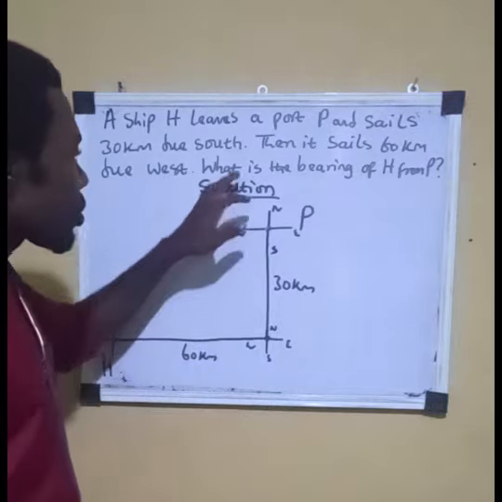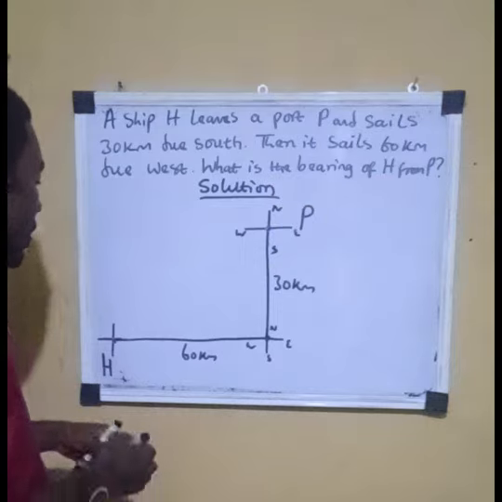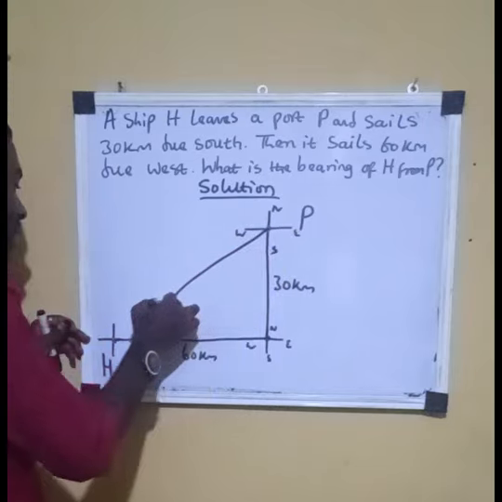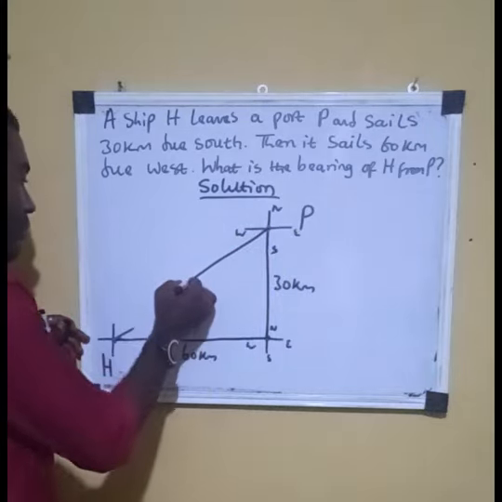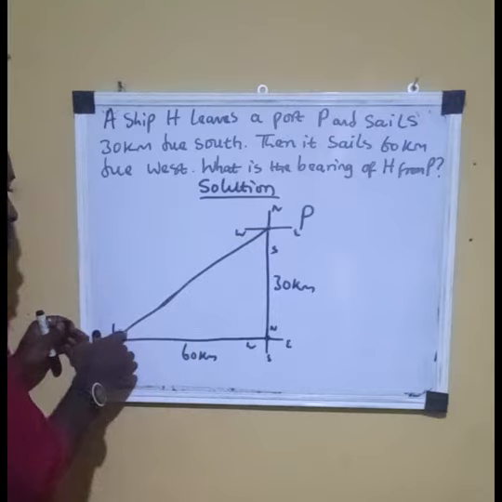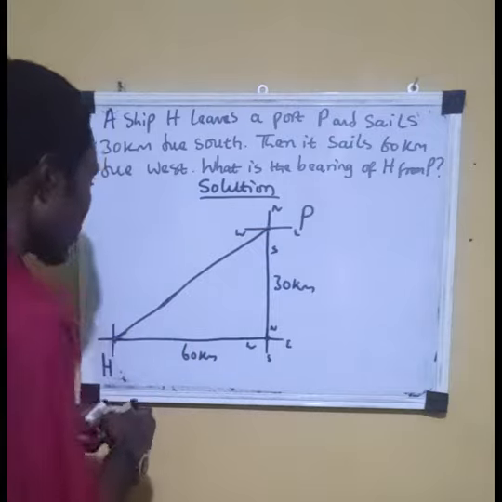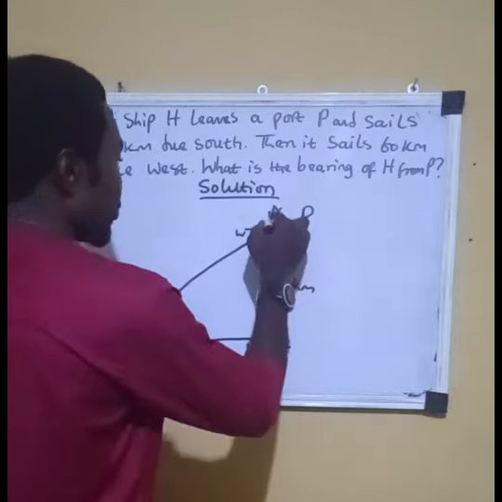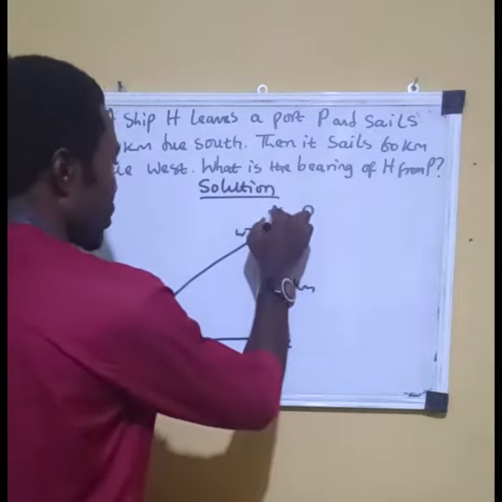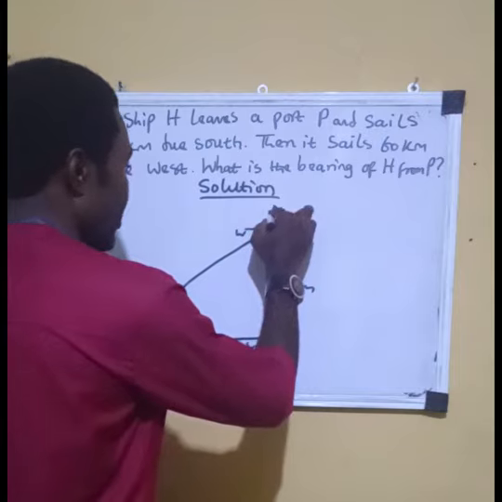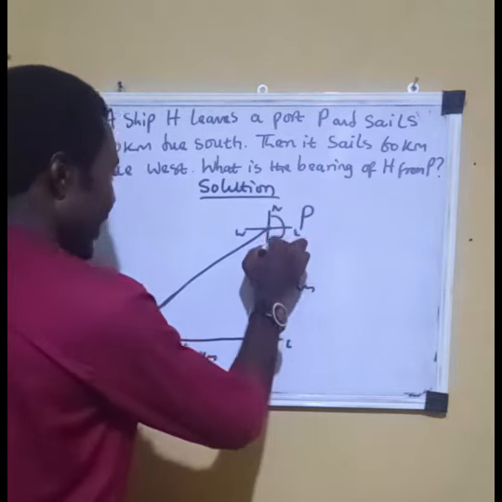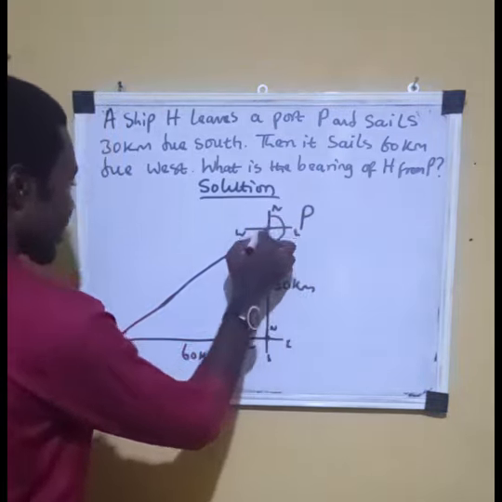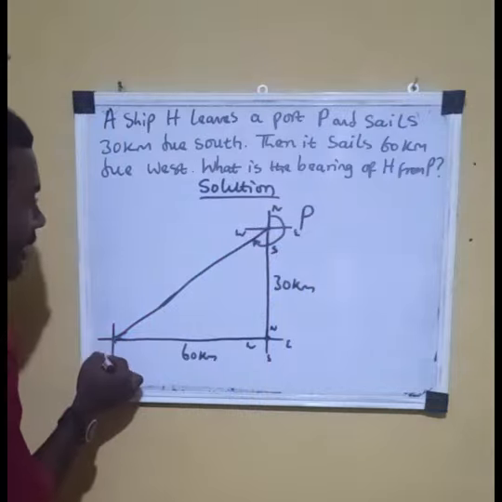So the question now says, what is the bearing of H from P? The bearing of H from P, we are going to have a line joining P to H first, so that if you are traveling from P to H, this is the line you are going to take. So the bearing of H from P, I told you, from a point, if you want to take the bearing of another point, you have to face the north and then turn clockwise till you get to a line that will lead you to that point. So if from north we turn clockwise, this is the line that will lead us to H. A straight line that will lead us to H.